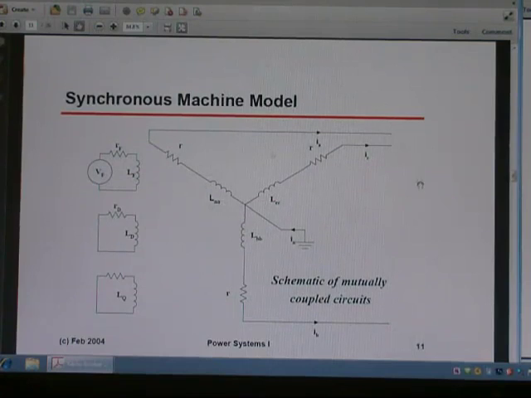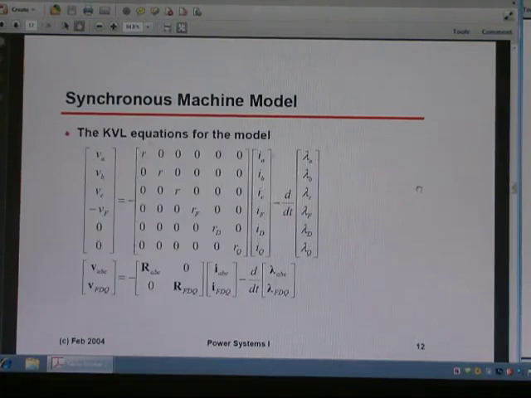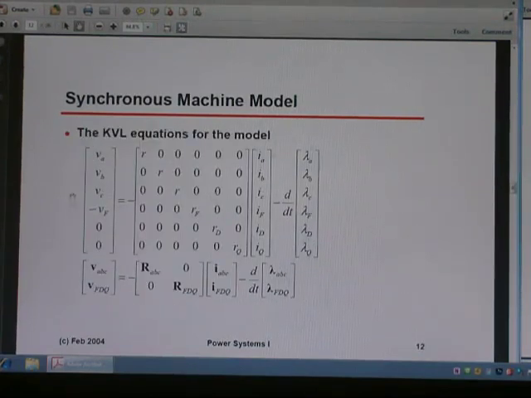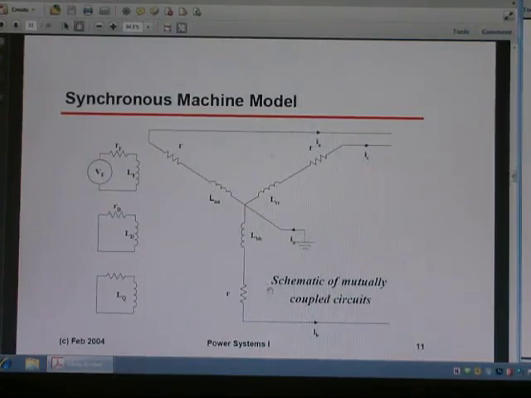So this is a synchronous machine model. For this model, we can write down a mathematical equation in matrix form. Here, R_ABC are the resistances of phases A, B, C. R_FDQ are the resistances of the field, the direct axis, and the quadrature axis. I_ABC are the currents flowing in the A, B, and C lines, and I_FDQ are the currents flowing in the field, direct, and quadrature axes.